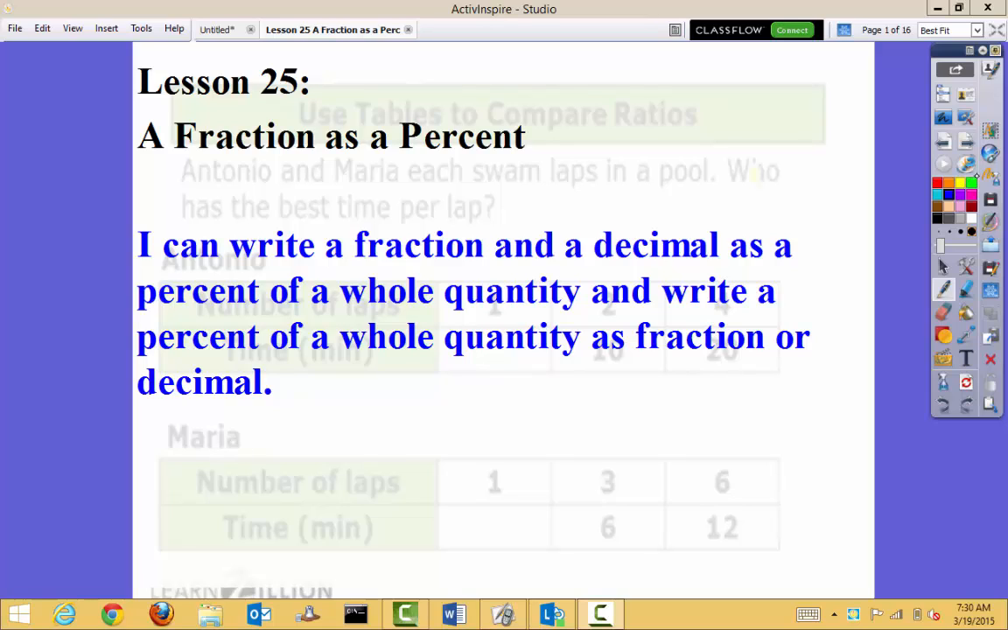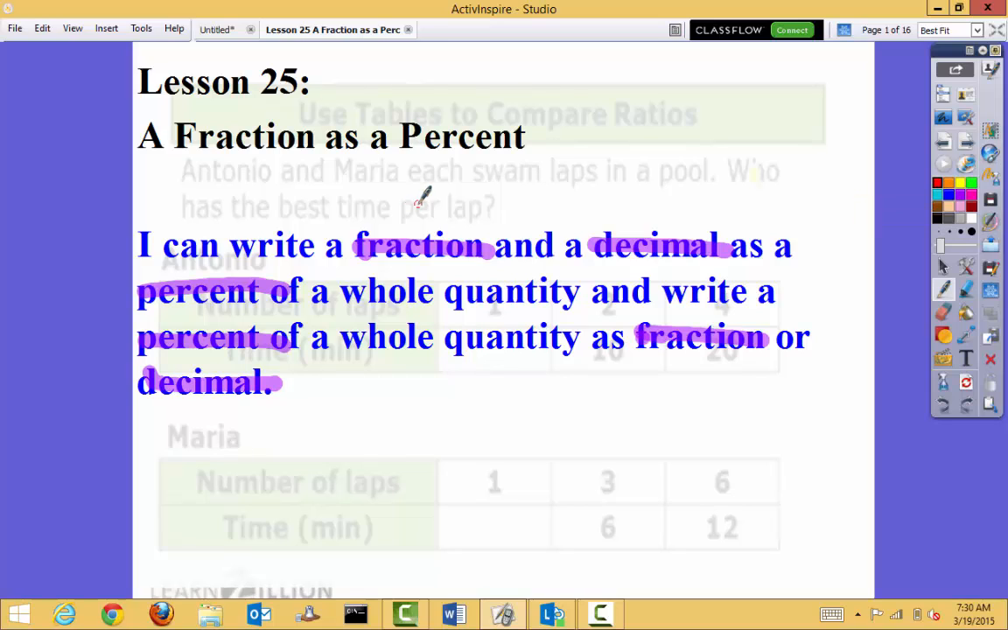Alright, so here we have another lesson on percents. So it's lesson 25 entitled A Fraction as a Percent. Our I can statement is I can write a fraction and a decimal as a percent of a whole quantity and write a percent as a whole quantity as a fraction or decimal. So what does this mean? Well, it's actually really simple.